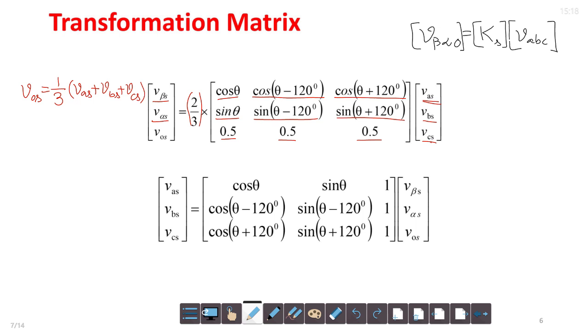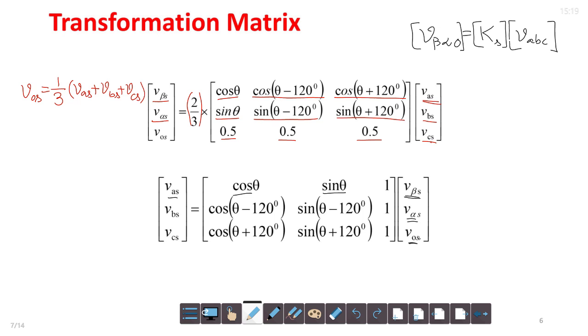K S is this transformation matrix, and similarly for the inverse transformation, in the same way we get V A S, V B S and V C S from V beta S, V alpha S and V O S. Along V A S, the component of V beta S is V beta S cos theta, plus V alpha S into sin theta, plus V O S. So, you get V A S. Similarly, we get V B S and V C S.